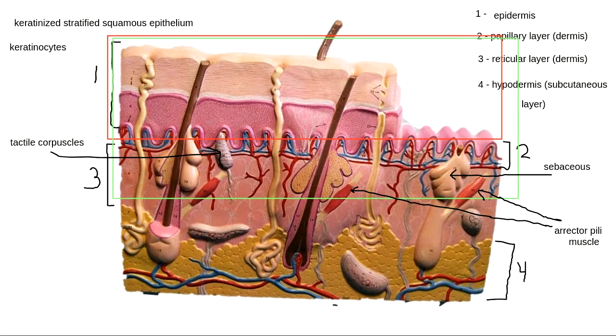Tactile corpuscles. I know this corpuscle word is weird. Just think nervous system. Whenever you see corpuscle, just think nervous system. Tactile corpuscles, they help me to do light touch. So when you're reading Braille, for example, light touch, discriminative touch, that's the job of these guys right here, tactile corpuscles. So first-degree burn just did the epidermis. Second-degree burn goes down into the dermis.